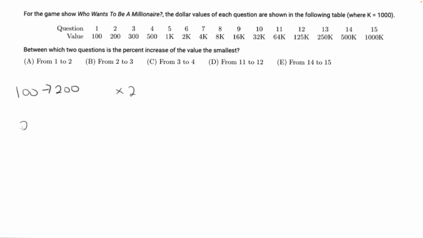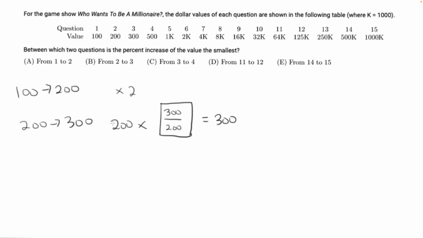And then from the value 200 to 300, we can see that 200 times a value is going to equal 300. And then for the value, we can write 300 over 200, so the 200s can cancel out, and then we have a 300, so it's equal to the 300. And then if we calculate the value of the box, we get 1.5, so it's 1.5 times increase.